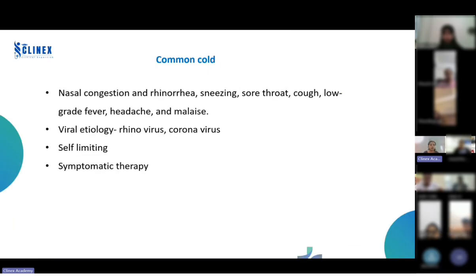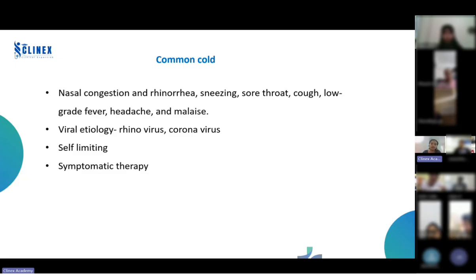So my slides are moving, right? So common cold is characterized by nasal congestion, rhinorrhea, sneezing, sore throat, cough, low-grade fever, headache, and malaise, that is excessive tiredness. It is commonly of viral etiology, and the most common viruses included are the rhinovirus and coronavirus. This coronavirus is not the SARS-CoV-2 virus which causes COVID-19 infection. It is the simple coronavirus that can cause common cold.